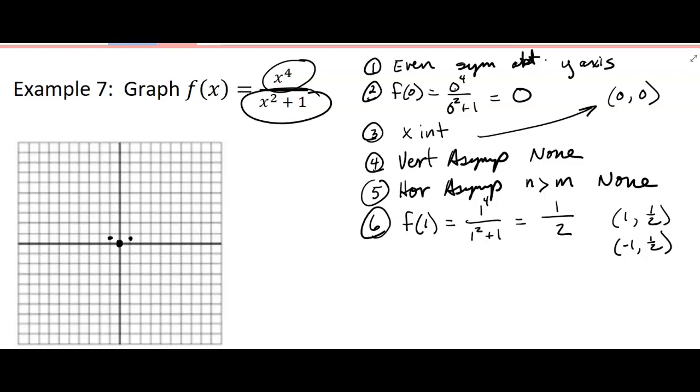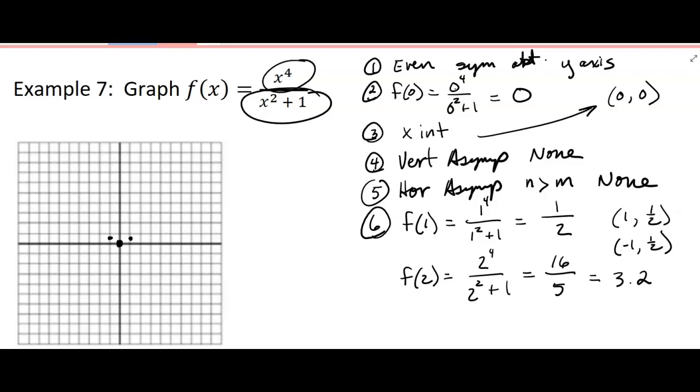Okay, so we probably kind of see what's going to happen here, but let's find f of 2. So you have 2 to the 4th over 2 squared plus 1. You could do this work on a calculator. I'm just doing it by hand. 16, let's see, 2 squared is 4 plus 1 is 5. So what's 16 divided by 5? 3.2? I think so. Check it on my calculator. 16 divided by 5. Yep, it's 3.2.